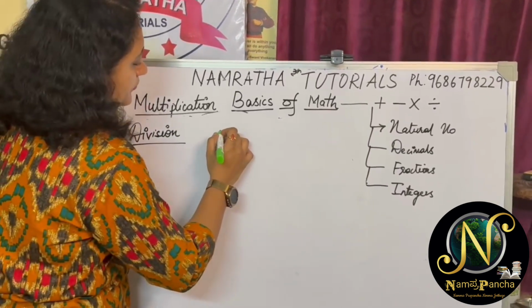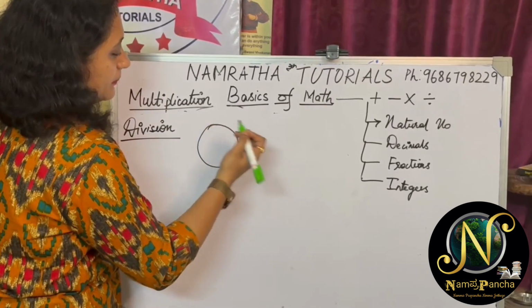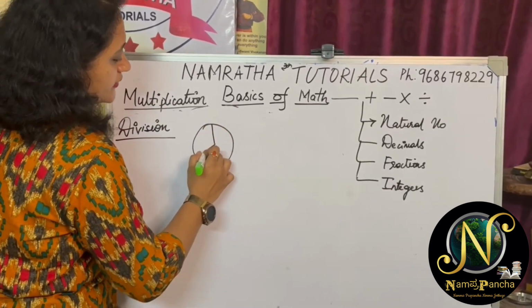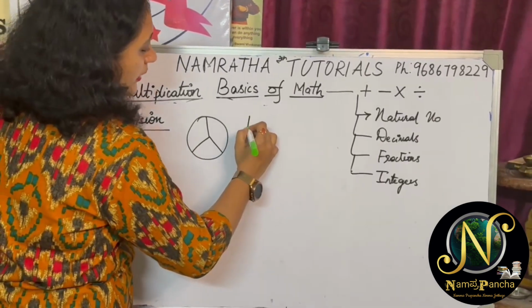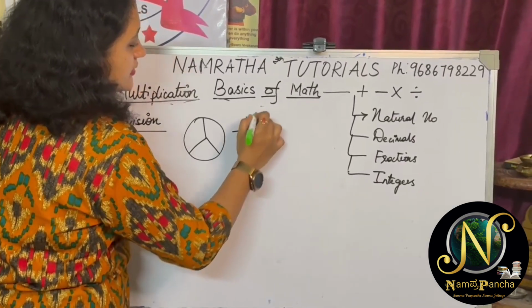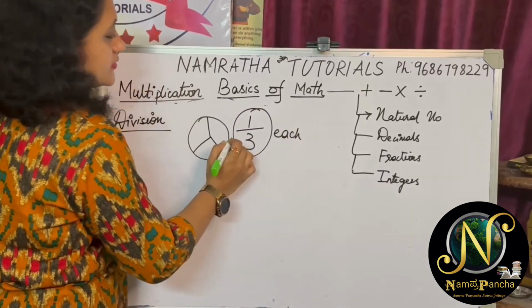For example, I have a cake, and I have to give this cake to three people. So I am going to divide this cake into three equal parts. That means one part of the three parts, each one will get. So this is called division.